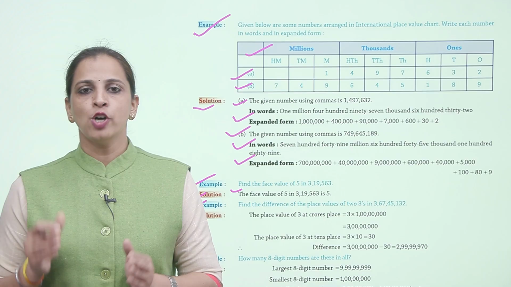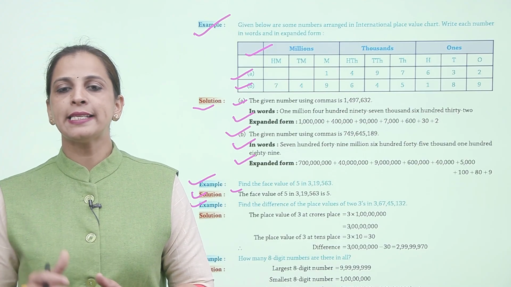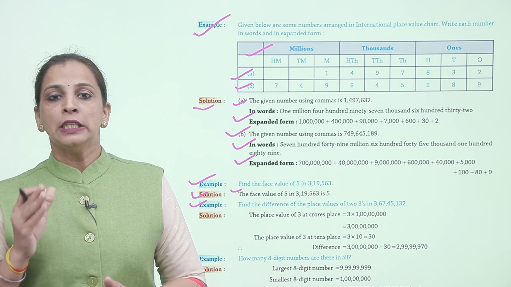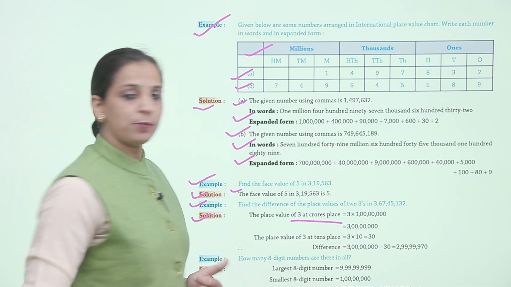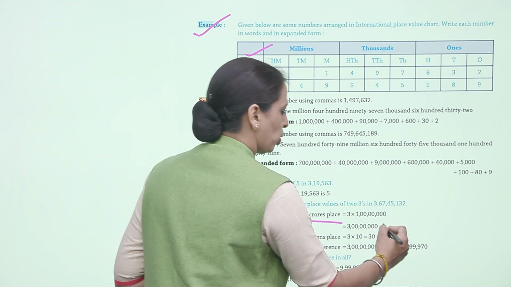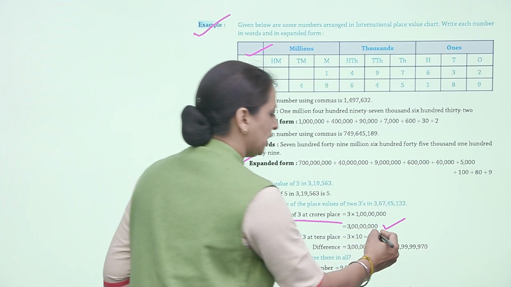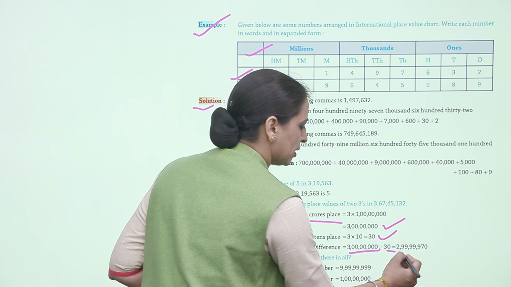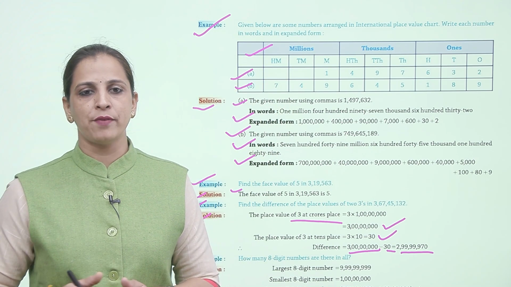Find the difference of the place value of 2 3s in 3 crore 67 lakh 45,132. The place value of 3 at crores place. तो solution में हम देखते हैं 3 का crore place पे क्या रहेगा, 3 multiplied by 1 crore is equals to 3 crore, and the place value of 3 at 10th place is 3 multiplied by 10 is equals to 30. So difference is equals to 3 crore minus 30 is 2 crore 99 lakh 99,970.